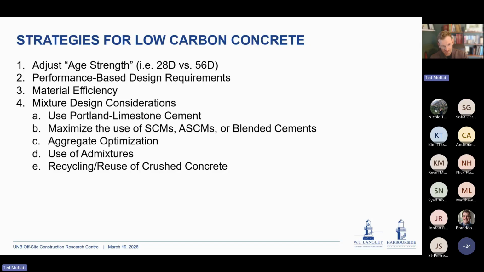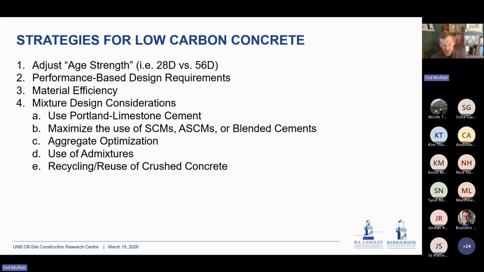And then one thing that I'll focus a bit on the next few slides is mix design considerations. So the industry lately has moved away from ordinary Portland cement to Portland limestone cement, which we'll talk about here. A lot of concrete mixtures for various applications include supplementary cementing materials, which we'll talk about, alternative supplementary cementing materials, or in the precast industry, most precasters, if not many, use what are called blended cements.